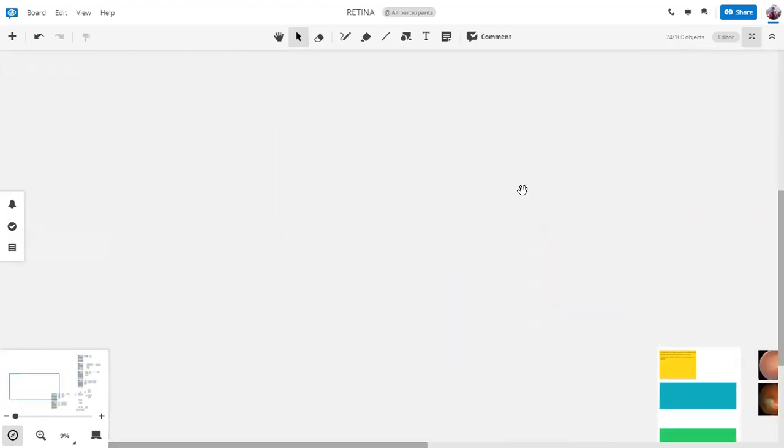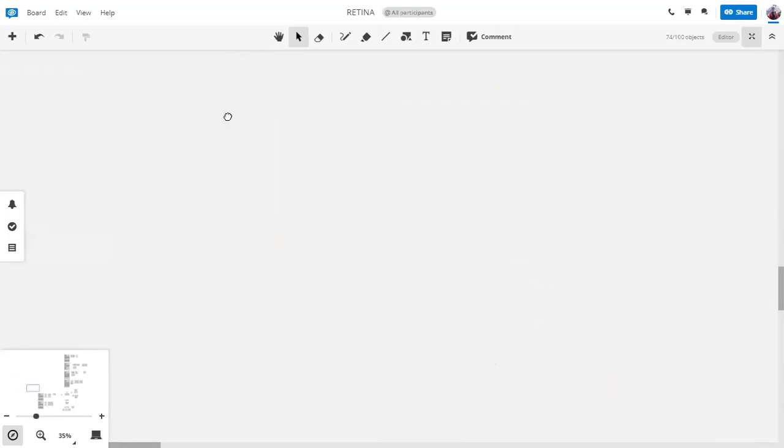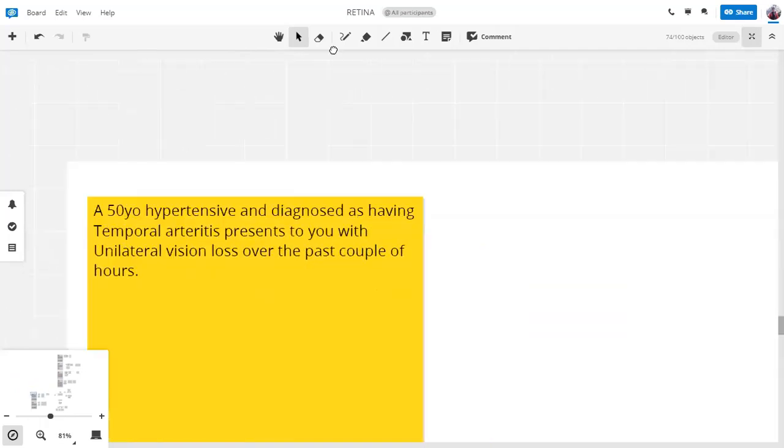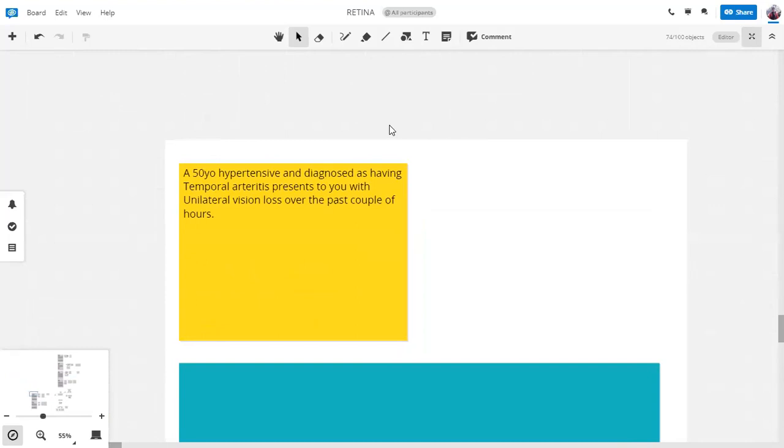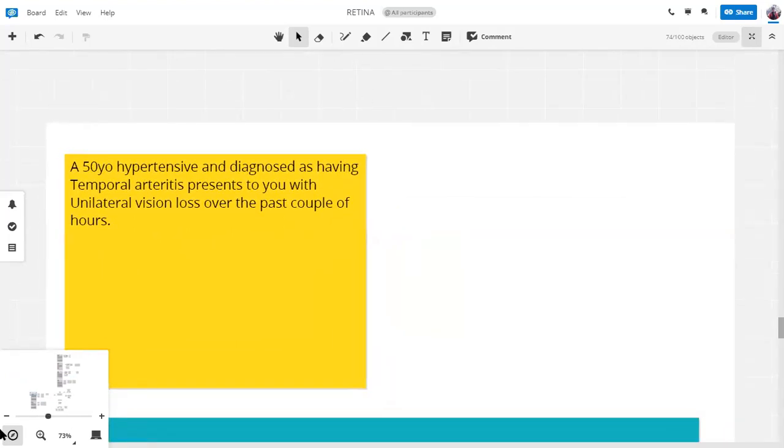The next topic we have to do, I will not tell you the topic, I will present to you the case. This is the case. Briefly read the case and let's discuss the symptoms present in this case. Age. The age is important. Already hypertensive and diagnosed with temporal arteritis. Hypertensive and having temporal arteritis.